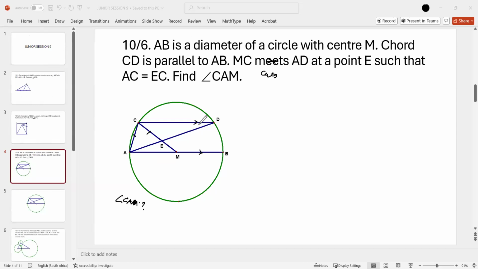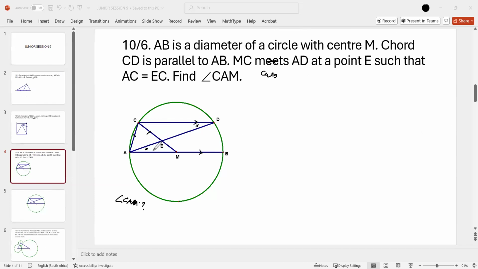So let's give a name to this. Let's call this angle X. That one. And that is going to be equal to this angle here. And the reason for that is, I'm not writing everything down, the reason for that is they're alternate angles. Right.